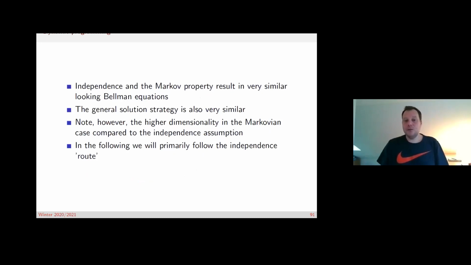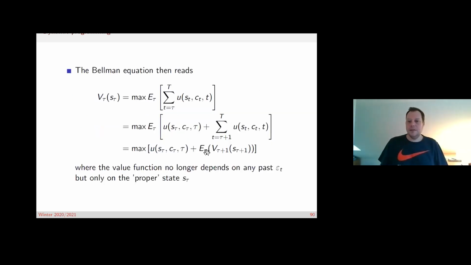So the general solution strategy is very similar with the Markov property. The Bellman equation is very similar, except that we have to take this new modified state into account. If we allow for independence, then basically on the form of the value function nothing really changes. The only thing that changes is that we have to take into account this expectation operator. Everything else, the solution strategy, will be exactly the same.